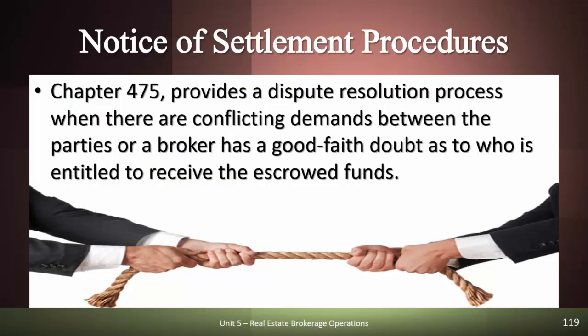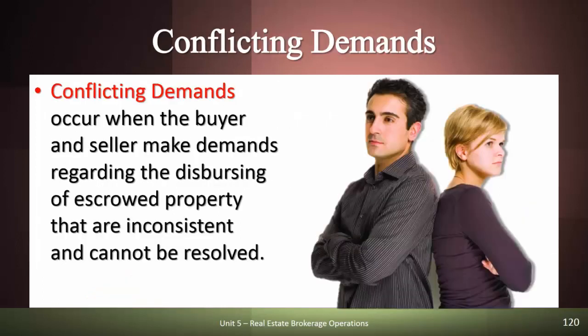Chapter 475 provides a dispute resolution process when there are conflicting demands between the parties or a broker has good faith doubt as to who gets the money. Conflicting demands occur when the buyer and seller make demands regarding the disbursing of the money that are inconsistent and cannot be resolved. In other words, the buyer says they should get it, the seller says they should get it.